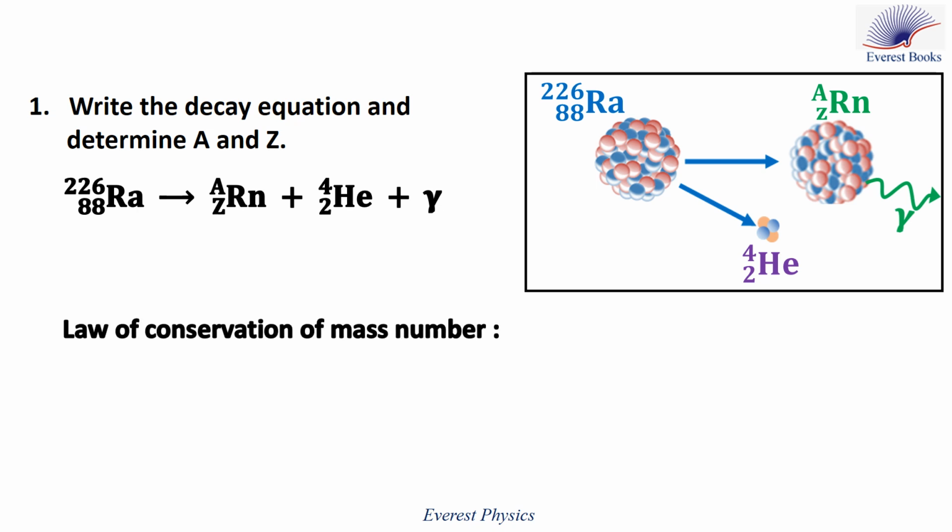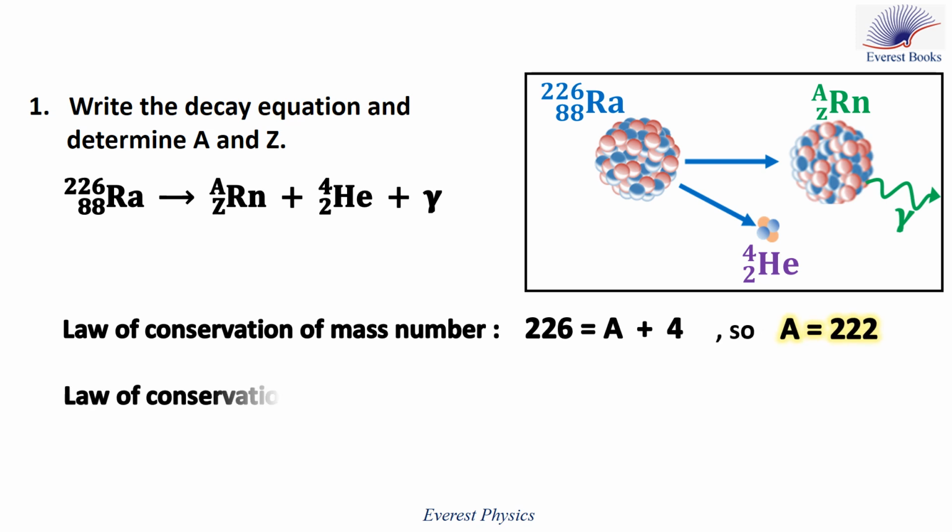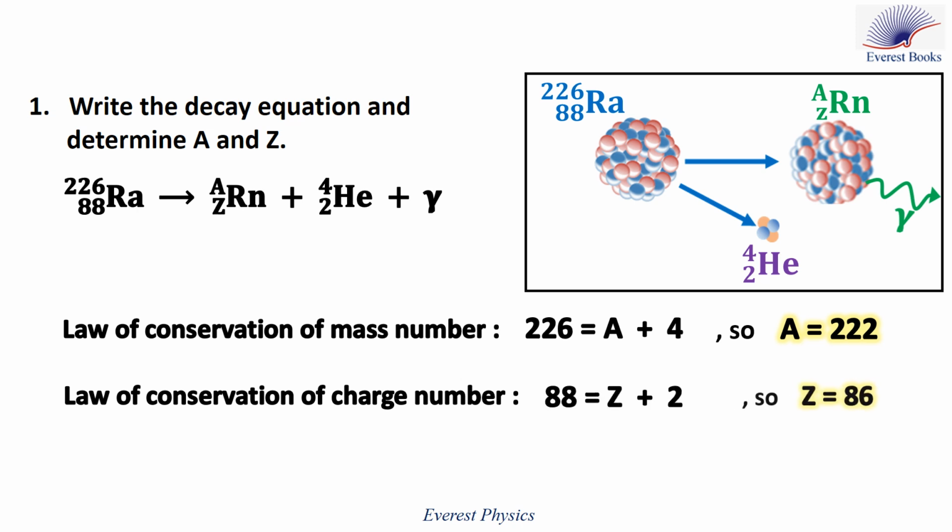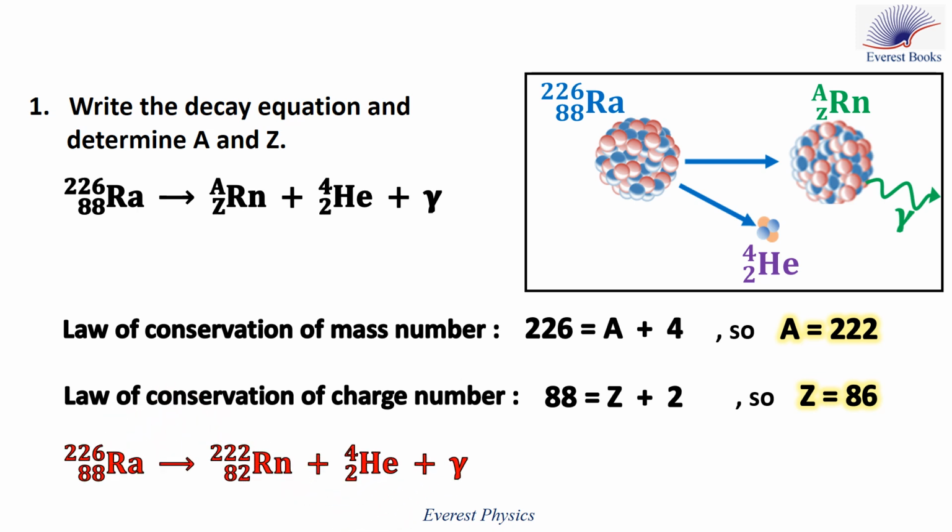Applying the law of conservation of mass number, 226 equals A plus 4, where gamma has no charge number and no mass number. So A equals 222. By applying the law of conservation of charge number, 88 equals Z plus 2. So Z equals 86. Then we obtain the final decay equation of radium-226.